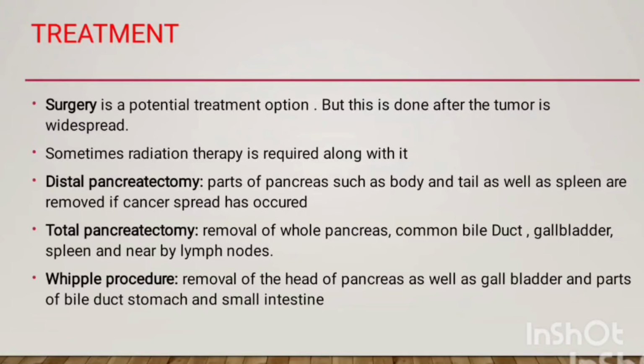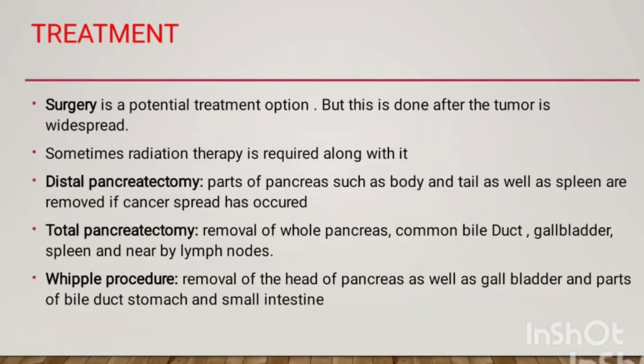Surgery is the most important option to treat a pancreatic cancer patient. But this cancer is usually detected after it is widespread. Sometimes radiation therapy is also required along with it. If we talk about distal pancreatectomy, in this case, parts of the pancreas such as the body and tail, as well as the spleen, are removed and the spread of cancer can be prevented.